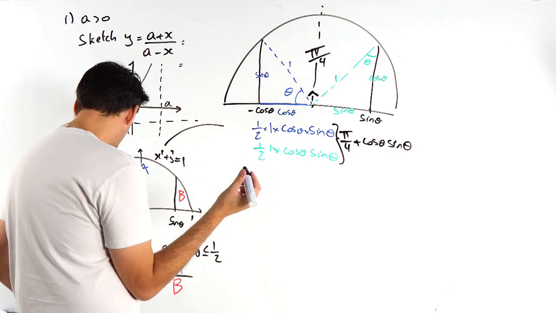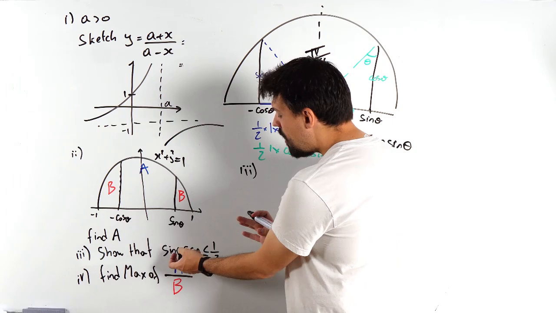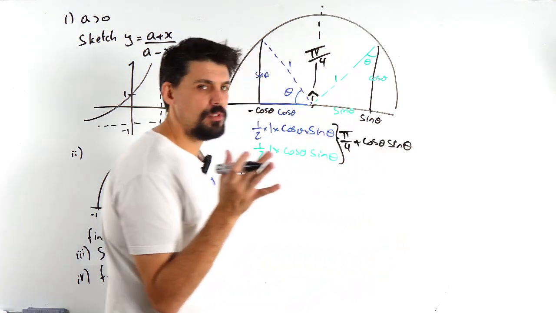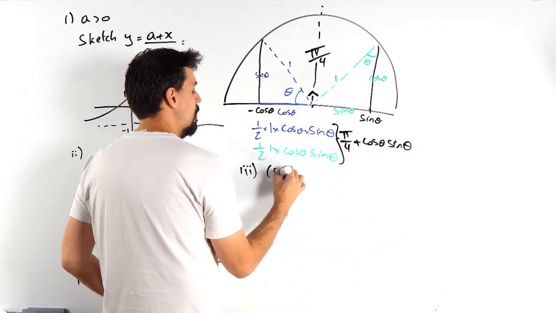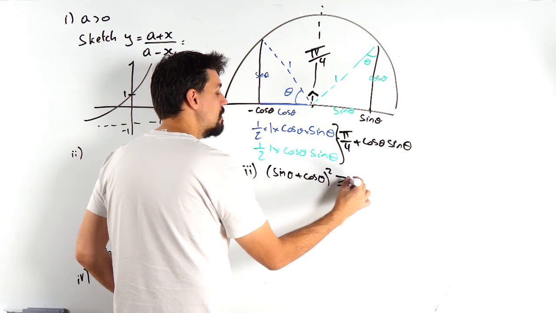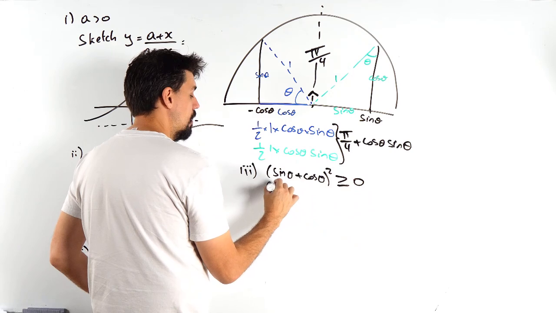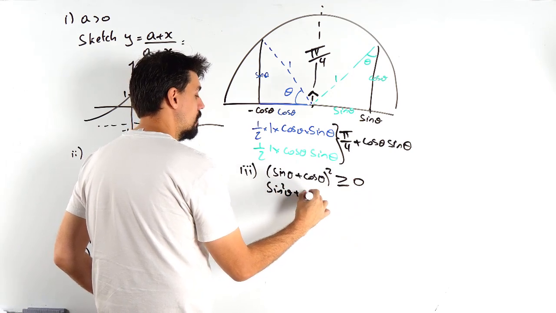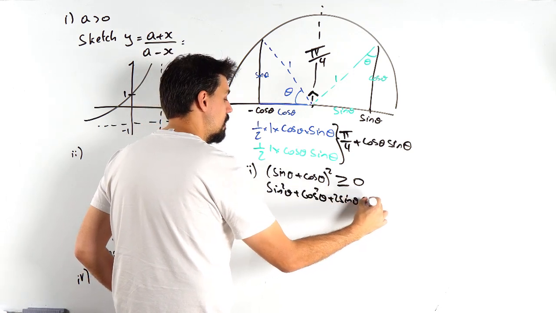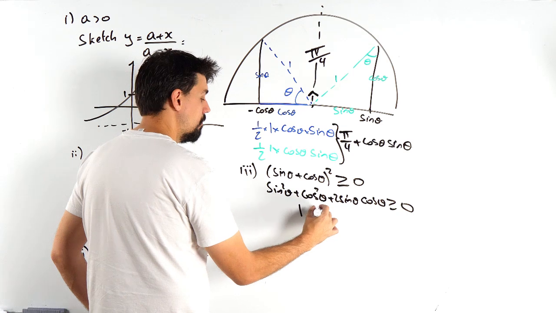All right, so that's part 3. Now, whenever I see a product of two things and an inequality, it makes me want to go look at something like this. So I could have a look at (sine theta plus cos theta) squared. Now, that is strictly positive. Why is this nice for me? Because sine squared theta plus cos squared theta plus 2 sine theta cos theta is positive, and that's 1.